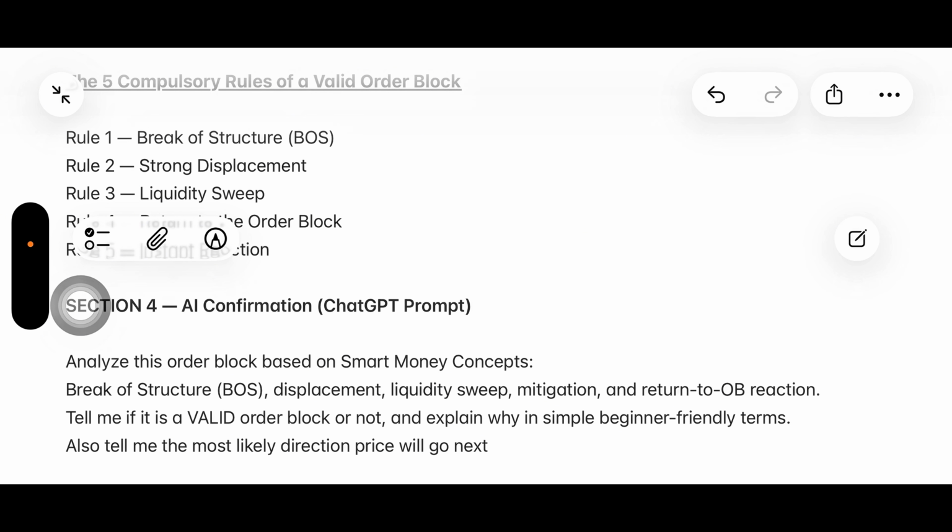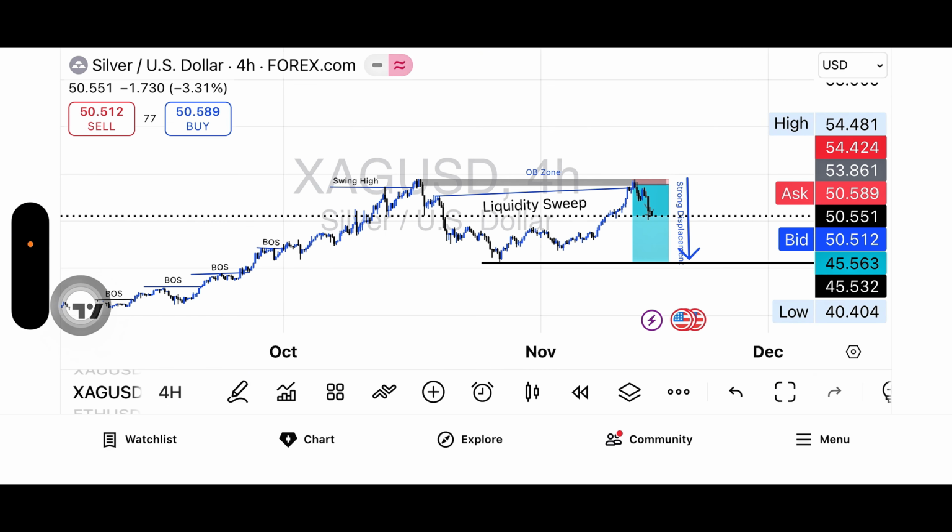Best part, you don't need big capital for this strategy. All you need is precision, one valid order block, one sniper entry, and your phone is enough to trade this exact strategy with perfect execution, tight spread, and micro lot sizing.